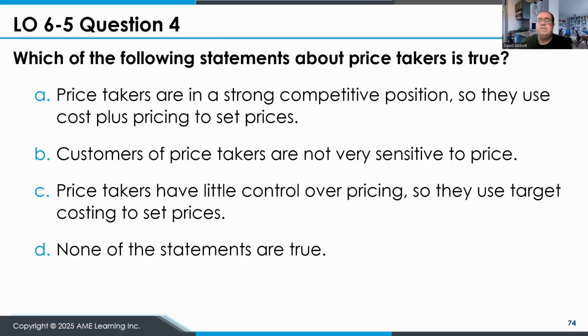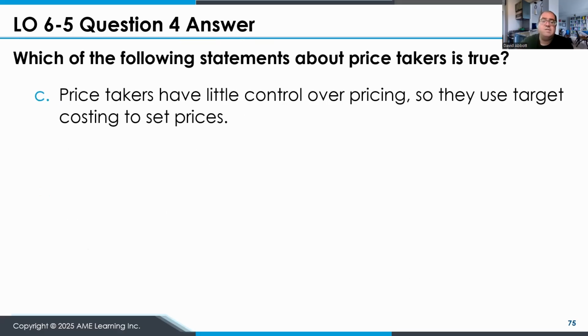Now, which of the following statements about price takers is true? Are they in a strong competitive position so they don't use cost plus pricing, or they would use cost plus pricing to set the prices? Is it that customers of price takers are not sensitive to price, or price takers have little control over price, so they'll use target costing to set prices? And it is C, that price takers have little control over pricing, so they would use target costing.